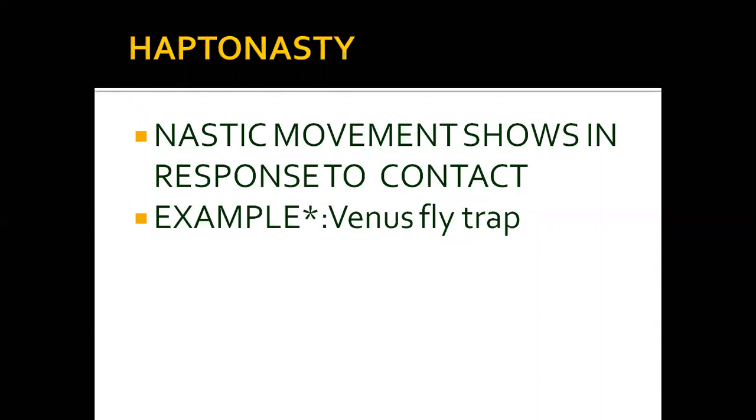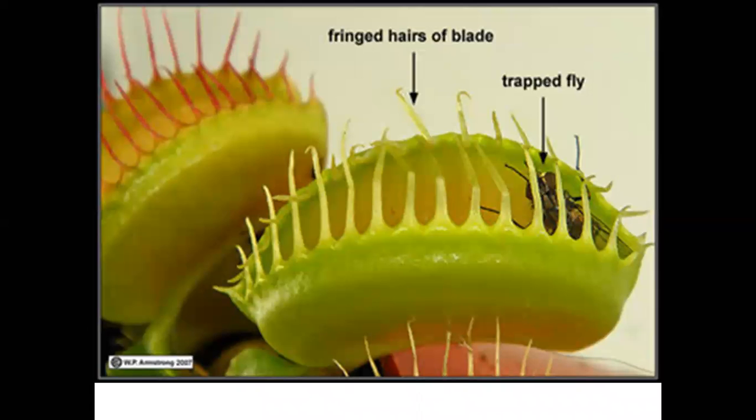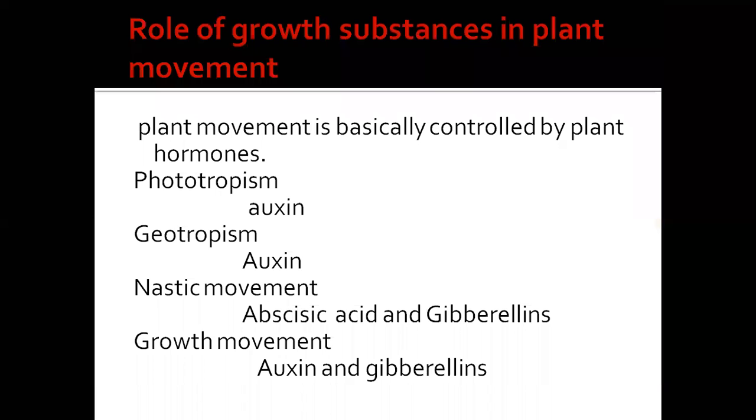Haptonasty is a nastic movement shown in response to contact. An example is the Venus flytrap. Here you can see when an insect touches the leaf, the bristles of the leaf lock down and trap the insect, so the insect is digested and the plant fulfills its protein requirements.